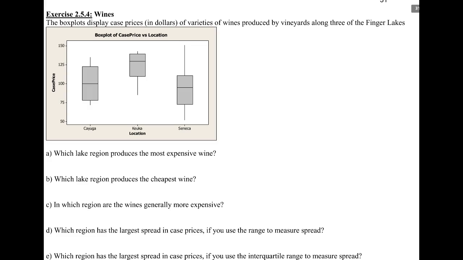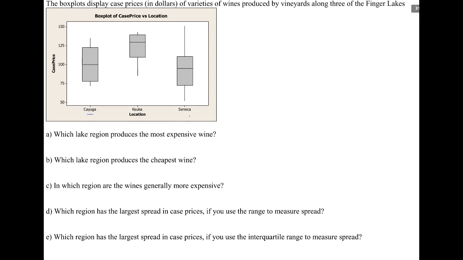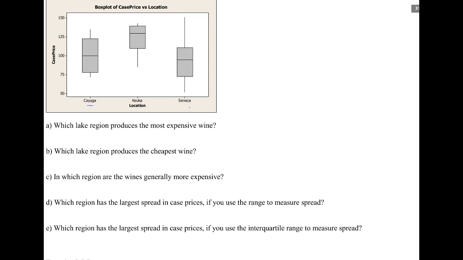Now we've got a little bit more. We're looking at case prices of wines for different areas along the Finger Lakes. And so we're looking at comparing these 3 different areas or vineyards in the Finger Lakes for how much their wine is. As you can see, we've got 3 different locations and then the box plots for those 3 locations. So I urge you, take a moment, pause the video and try to answer these 5 questions and then come back and see if you got the answers right.